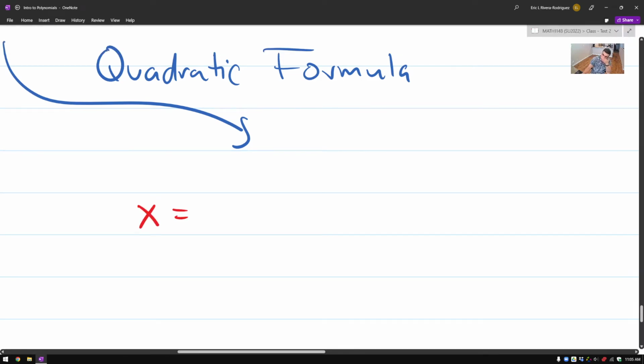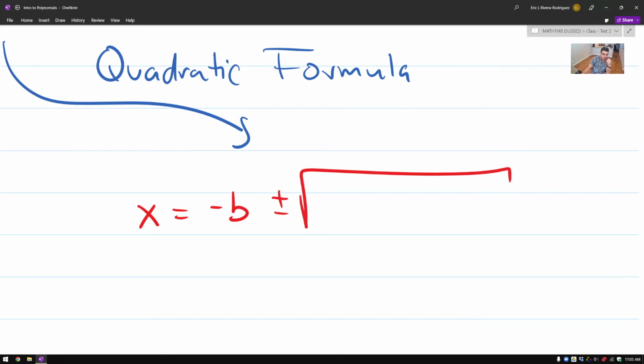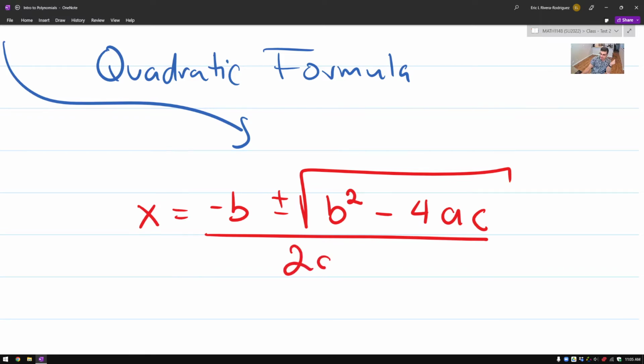x equals minus b plus or minus the square root of b squared minus 4ac, all over 2a. What is that? What do I mean by a, b, and c? Those are variables, but what are the values of those numbers, a, b, and c? From where can we take the values of those numbers?